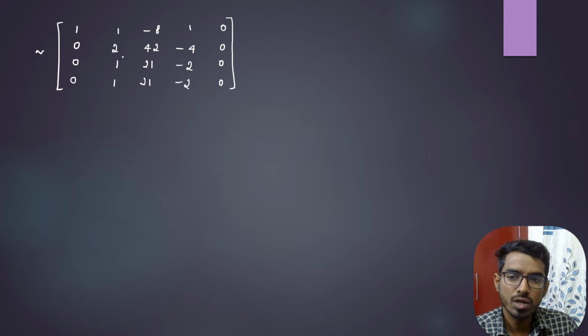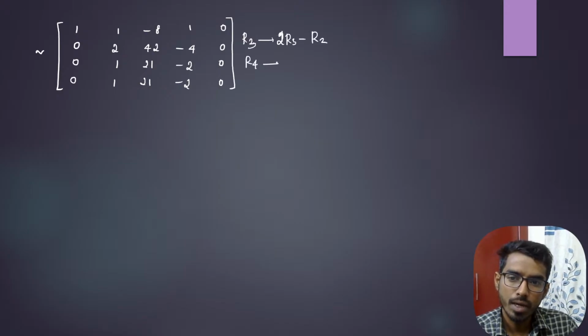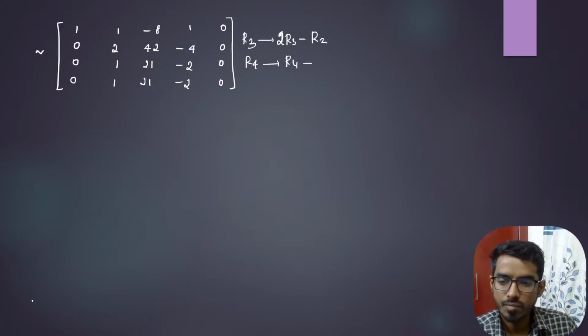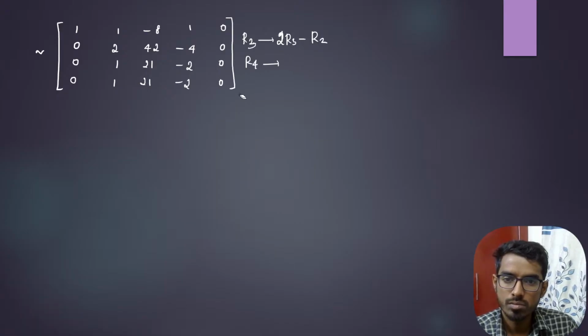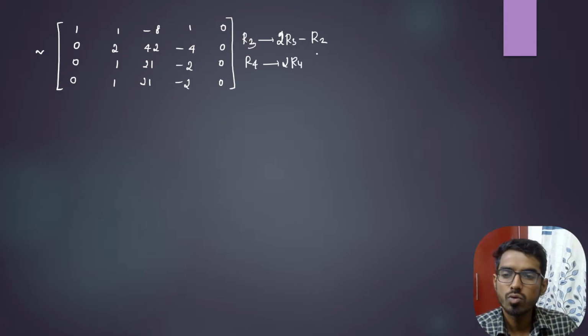Second row, first non-zero element is 2. We have to make the elements below it 0. So we will make R3 equal to 2 times R3 minus R2. So we will make R4 as 2 times R4 minus R2.